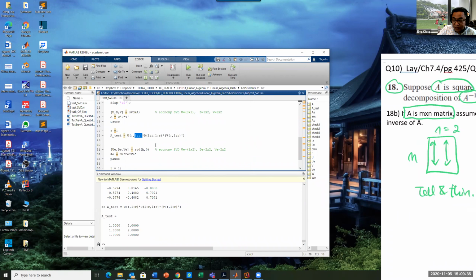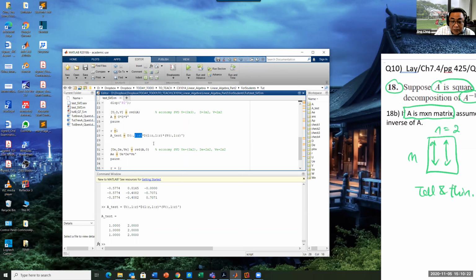Now, finally, I want to get the pseudo inverse. The pseudo inverse of A, which is A plus, is equal to V sigma minus 1 U transpose. But if I am only using rank r, I must use V_r sigma_r minus 1 U_r transpose. What does this mean? It means the first r columns of V, the first r columns of U, and the first r diagonal entries.